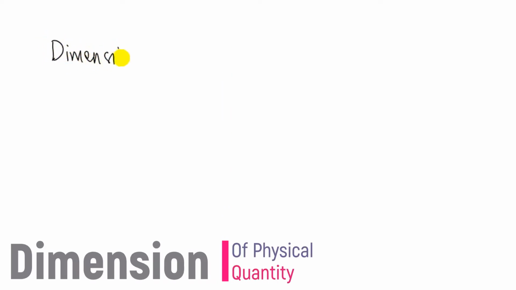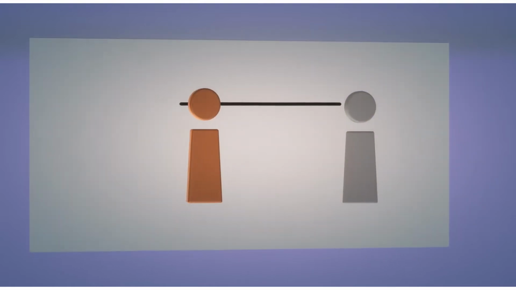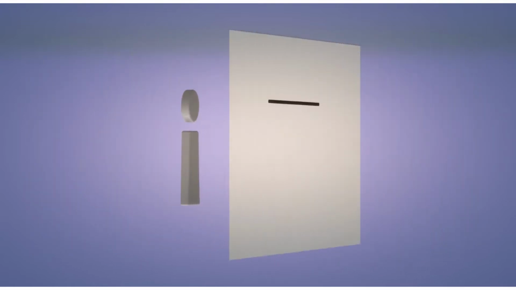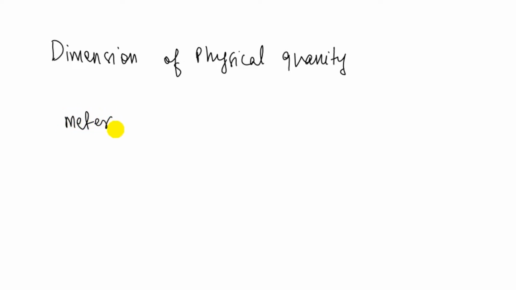Now in physics, when we speak of dimension of a physical quantity, we basically refer to the type of quantity. For example, we need to measure the distance between these 2 points, as you can see in this video. The distance between these 2 points can be measured in meters, or you can measure it in kilometers. But the catch point here is that both have the same dimension, that is length.